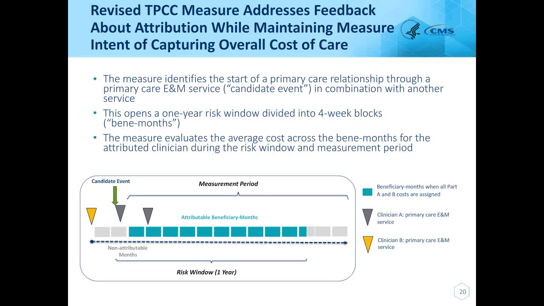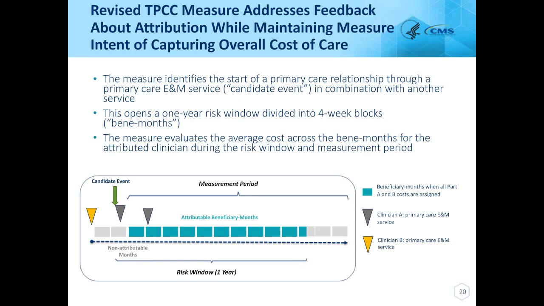So we wanted to briefly provide a diagram here. What you'll see in the diagram is that in the blocks in the measurement period, you'll see a total of 13 of those blocks. So there are 13 4-week periods that make up 1 year for a performance period. In the example, you see 3 triangles. 1 yellow triangle for Clinician B. Let's say that's 1 primary care E&M service. And then 2 gray triangles, 1 for Clinician A for a primary care E&M service, and then a second primary care E&M service from that same clinician a short while later.